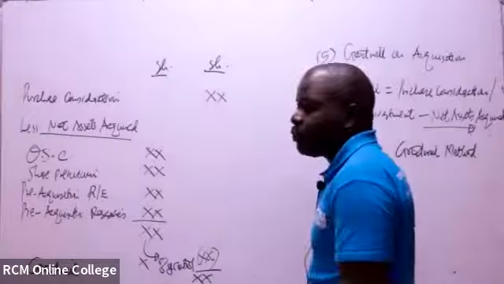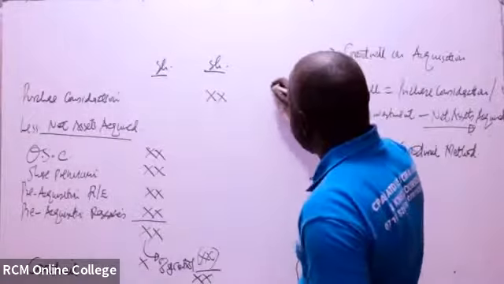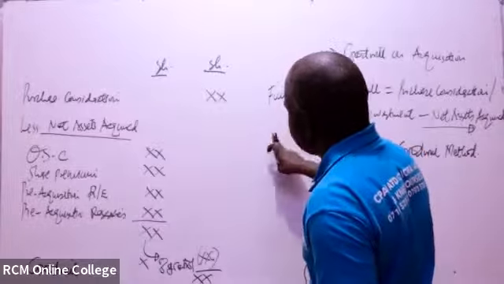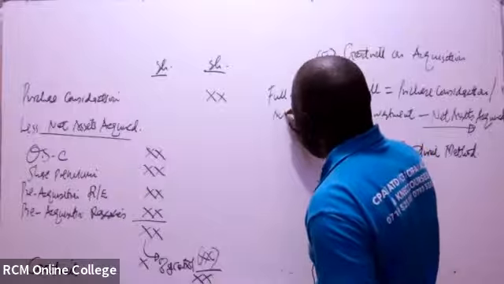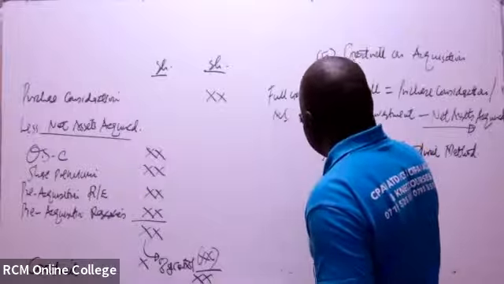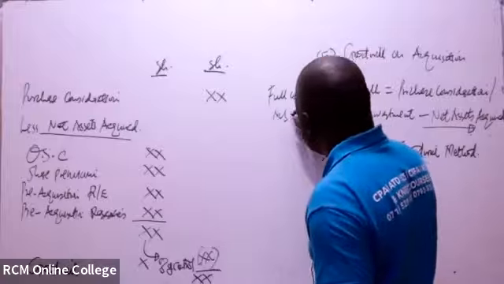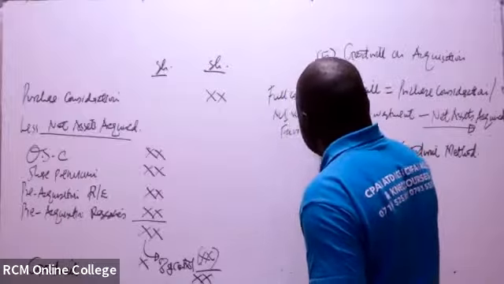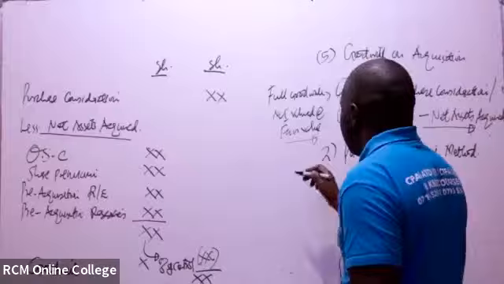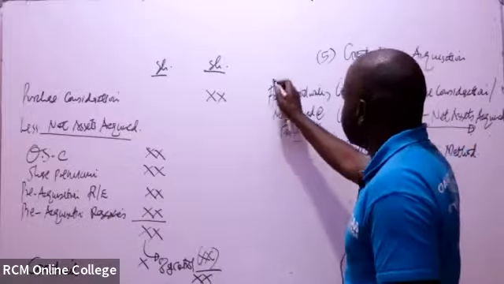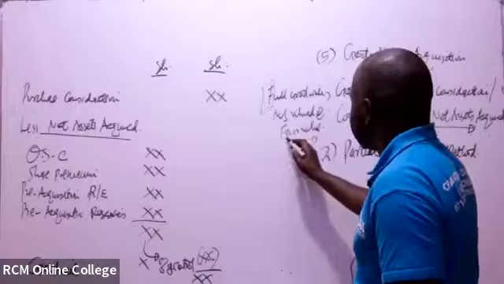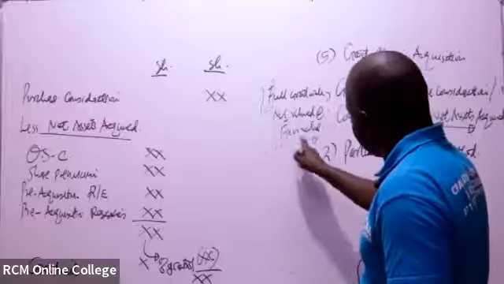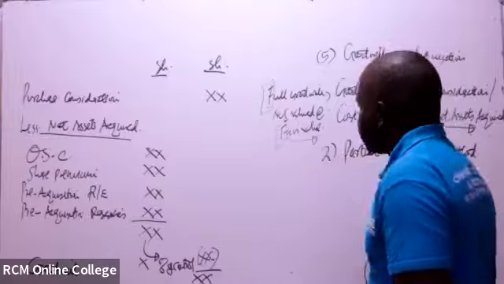Then in the addition, remember for full goodwill, I've told you in the additional information, you'll see the examiner saying NCI was measured at fair value. When you see this statement, don't think twice. He wants you to use the full goodwill method. F, full, fair value. He wants you to use the full goodwill. Don't think twice.